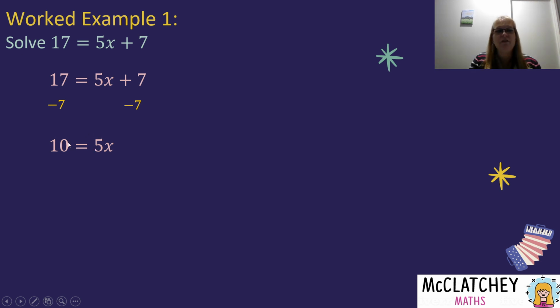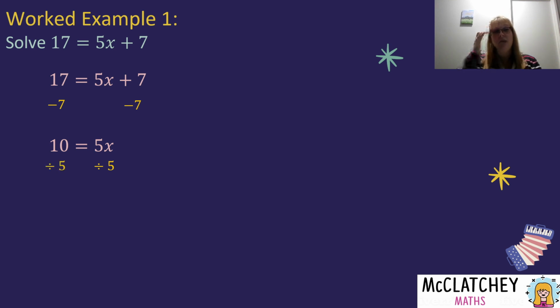Okay, so now I'm left with 10 equals 5x. So I've done the first step of my two-step solving. The second step is to recognize what's going on here now. 5 is being multiplied by the x. To undo times, I have to do a division. So I'm dividing the 5 by the 5 and also doing the same to both sides.